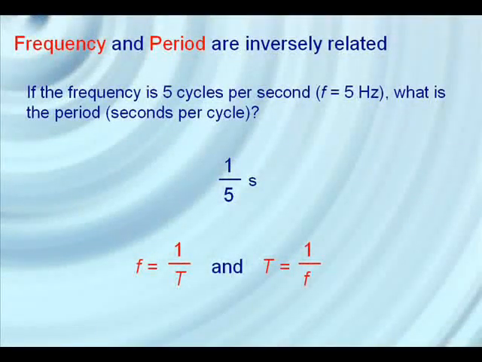The period and frequency are inversely related. So if the frequency were 5 cycles per second, so 5 hertz, what would the period be? 1/5, right? The period would be 1/5. If it's 5 cycles per second, it would take 1/5 of a second for one cycle. So you can remember it that way or just use those equations. It's one over the other, the inverse.